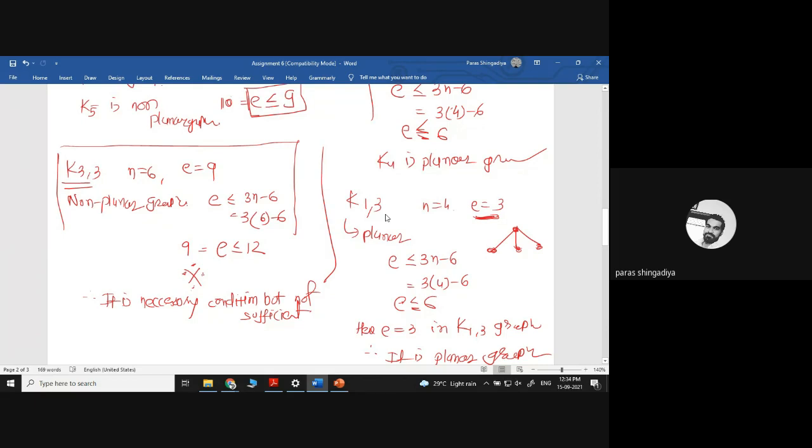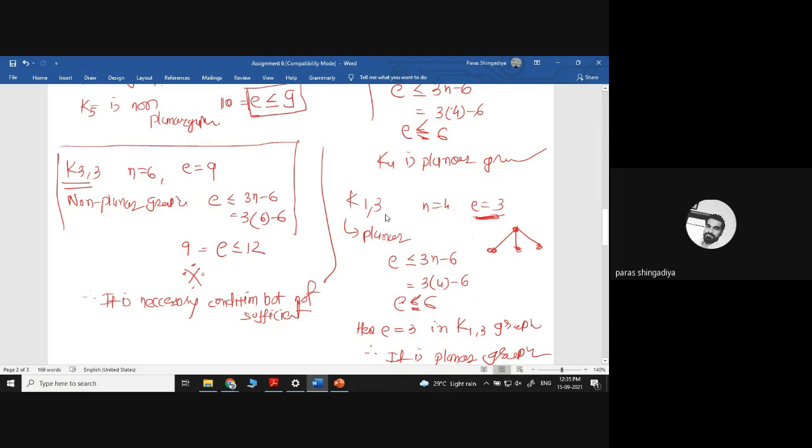If it is up to 3n minus 6, then it is called planar. So let's check how many edges should be there. 3n minus 6 means 3 times 4 minus 6, which is equal to 6, meaning up to 6 edges should be there. Then it is called planar. So how many edges are there? Only 3 edges. So we can easily make such a connected planar graph without crossover, and that is also a simple graph. So K13 is a planar graph as per the formula, as per the rule. Is it clear for the K13 graph?